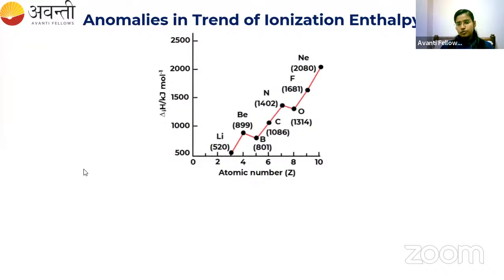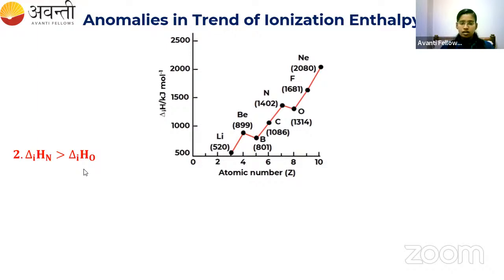So this is the graph. And here if you observe, oxygen should have the higher value because its atomic number is 8 and nitrogen should have the lower value. But it is the other way around. Nitrogen is having the higher value compared to oxygen. Why? This is because of the stability.